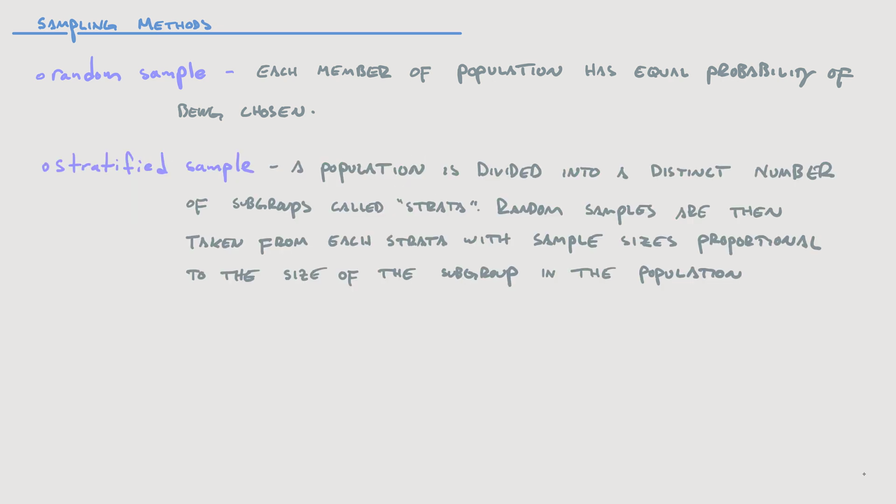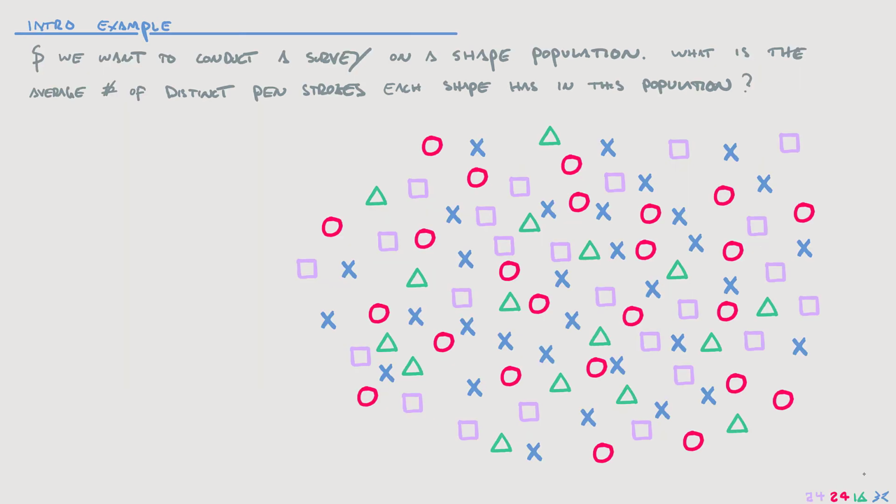The next type of sampling method is arguably the best kind. It's a stratified sample, which is when a population is divided into distinct subgroups that are called strata. Random samples are then taken from each stratum with sample sizes proportional to the size of the subgroup in that population. So again, let's look at these numbers. We know there's 96 shapes total. There's 24 squares, 24 circles, 16 triangles, and 32 crosses.